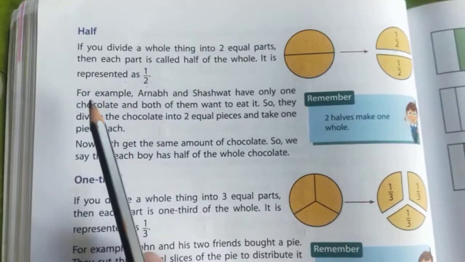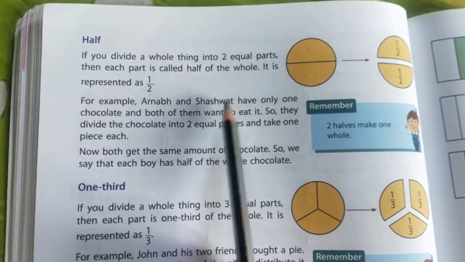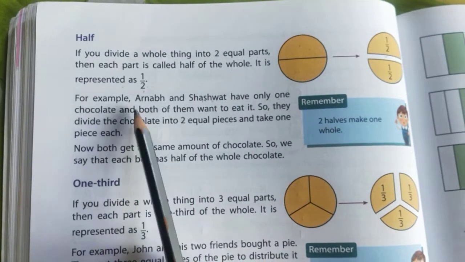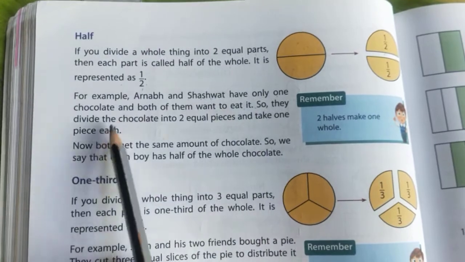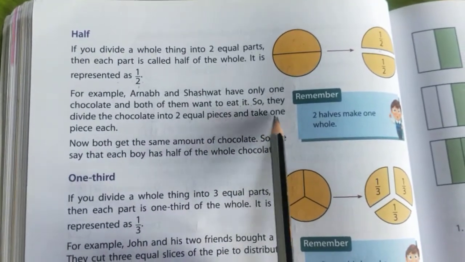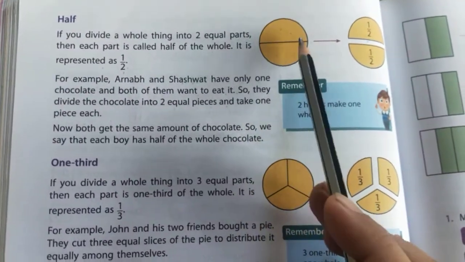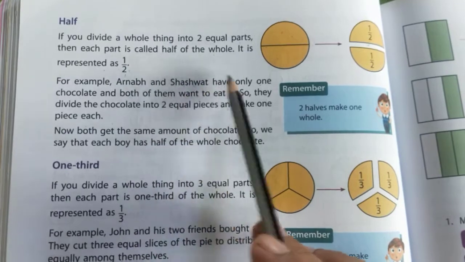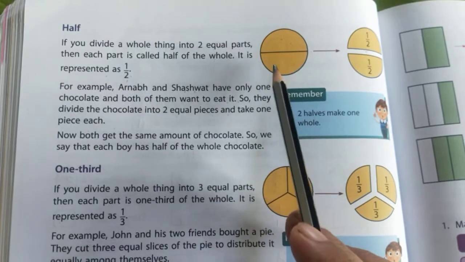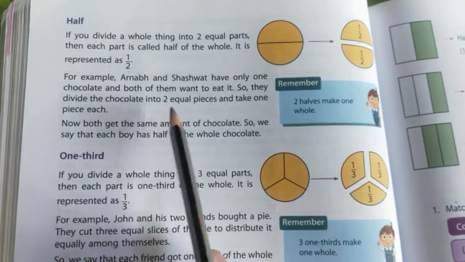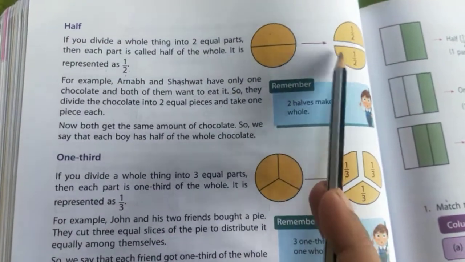For example, Arnab and Saswat have only one chocolate and both of them want to eat it. So they divide the chocolate into two equal pieces and take one piece each. Suppose this is the chocolate which Arnab and Saswat have, and they want to divide it into two equal halves. So they divide it into two equal halves and take one half each.